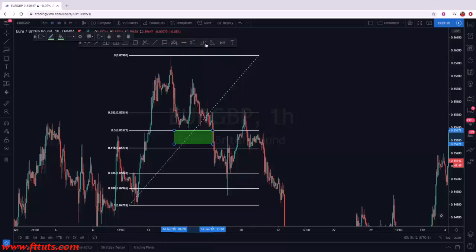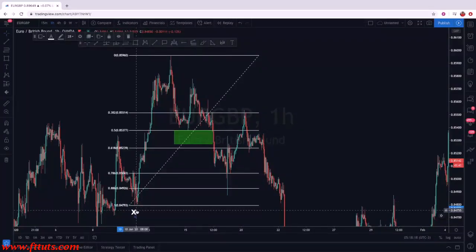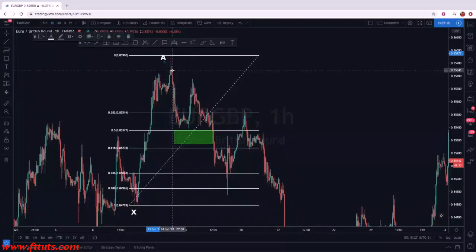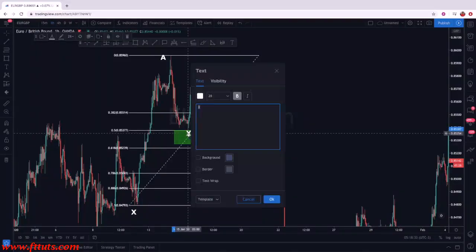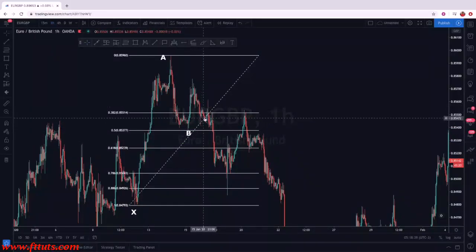So let me just do this to show. Okay, X, then we've got B, and A is here, which is our A. Okay, we've got the B leg, which is here. We found our B leg. Here's our B leg.